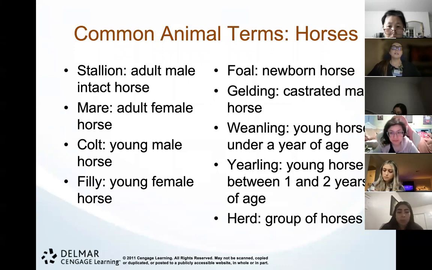Our weanling, that's the term that we're going to use for a young horse under a year of age. Versus yearling, that's when we're referring to a horse that's between 1 and 2 years of age. So they're in their 1-year-old year, yearling. And then when we're talking about a whole group of horses, that's a herd. So the herd of horses.